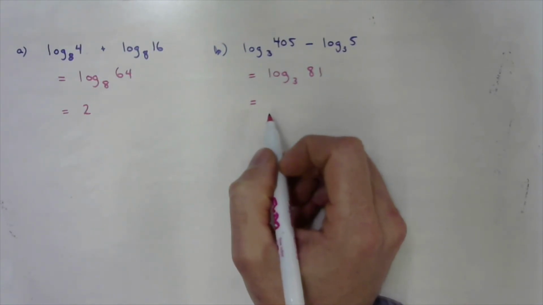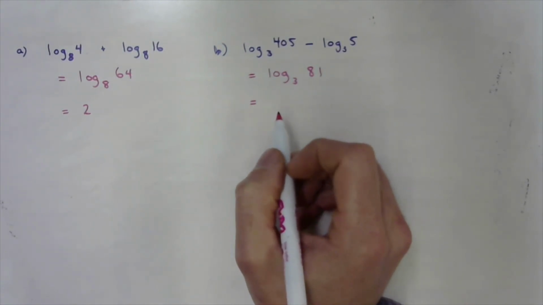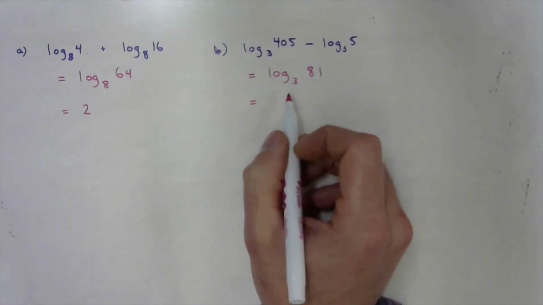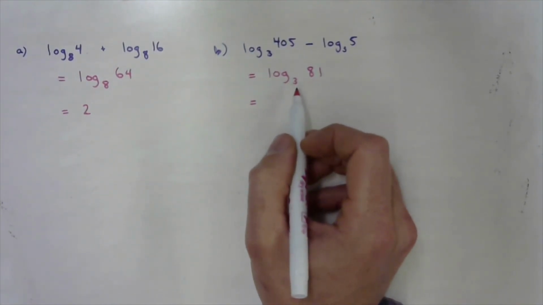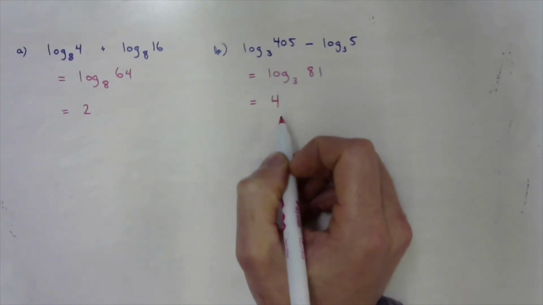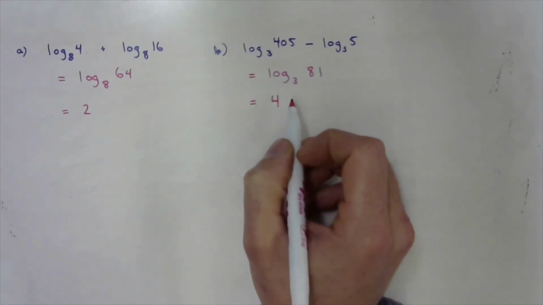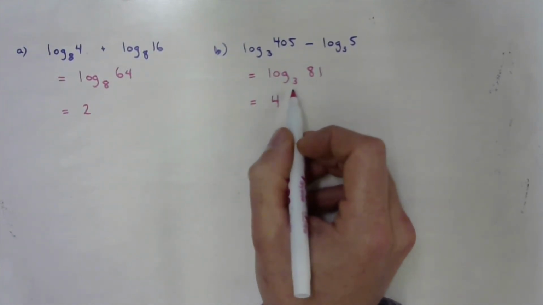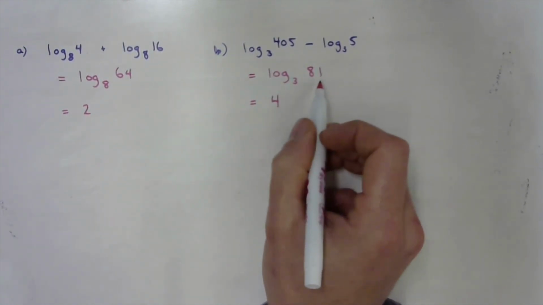Yeah, so it's 3 to the power of 4. Okay, you can get 3 times 3 is 9, times 3 is 27. That's pretty straightforward. And then you can almost assume that it's going to be 4, but you should check it mentally. 27 times 3 is 81. So log of 81 base 3 is 4. 3 to the power of 4 is 81.